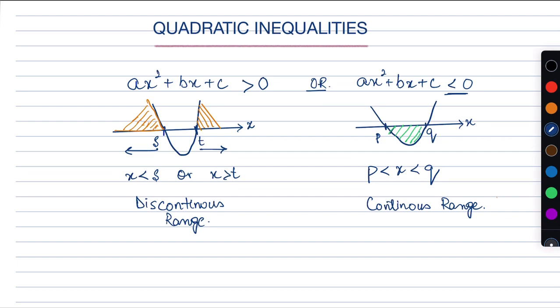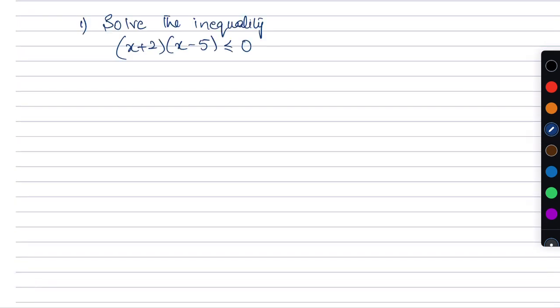Let's start with the questions to understand it more. Solve the inequality (x + 2)(x − 5) less than or equal to 0. The first thing to check is the coefficient of x². If I multiply x by x, I have a positive coefficient of x², telling me the curve will have a minimum turning point.